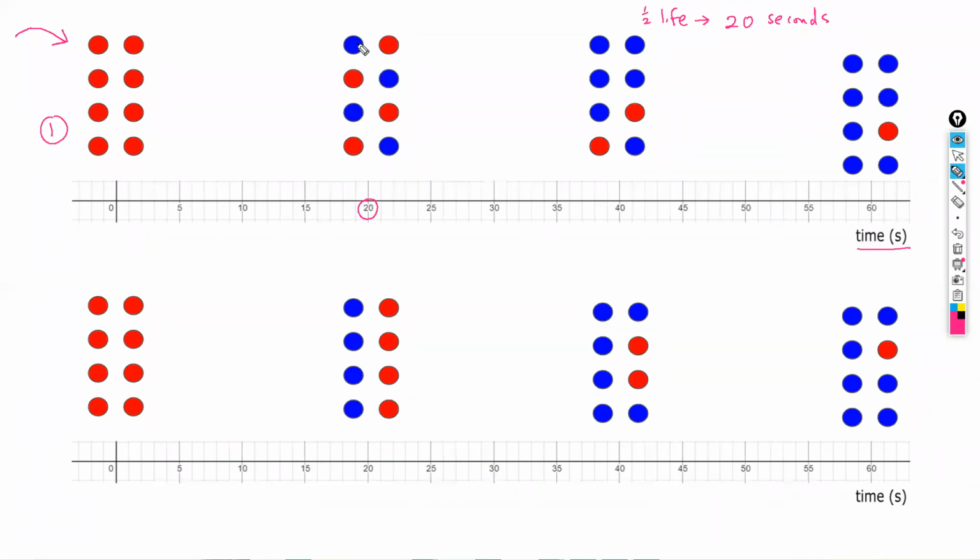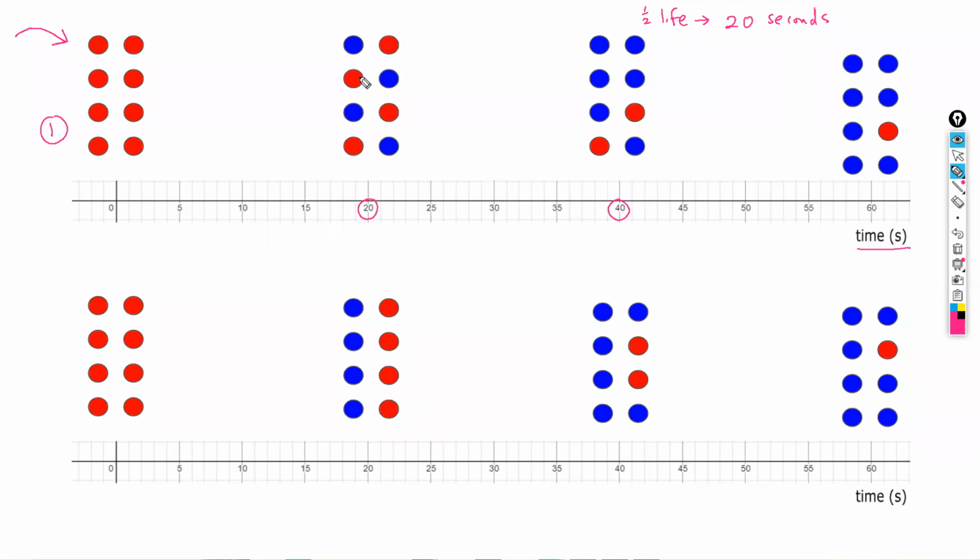Look at this here. It seems that 1, 2, 3, 4 gave off radioactivity and became, well, dead. I'm calling it dead. And if we wait another 20 seconds, look at this. Remember, at this point, we have 4 radioactive atoms, the red ones. After another 20 seconds, half of that 4, which is 2, is supposed to give off radioactivity and become dead.